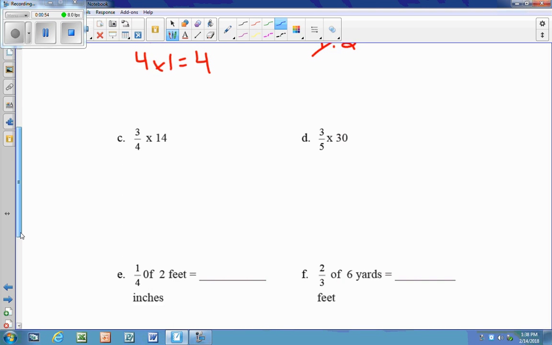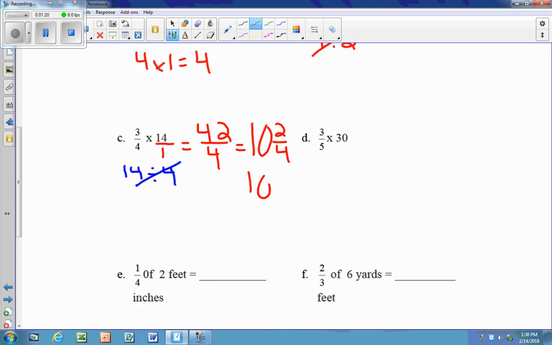Okay, next we have 3/4 times 14. And once again, I look and I do 14 divided by 4. That doesn't go in even. So because it doesn't go in even, I know there's a 1 under there. So in this case, I end up with 42/4. I can't leave it like that because it's improper. So I look through, and 4 can go into 40 10 times. 2 left over out of 4. I can simplify that to 10 and 1/2. And that would be my answer.